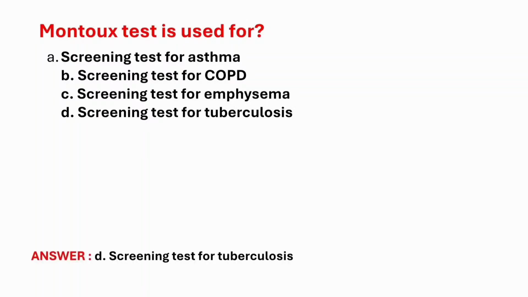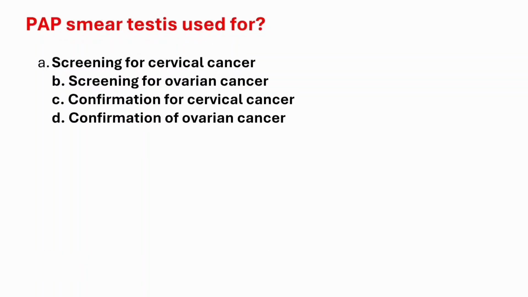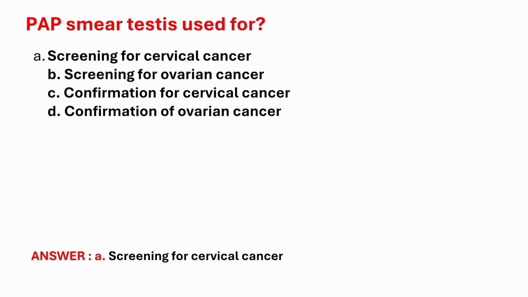Screening test for tuberculosis. Pap smear test is used for A. Screening test for cervical cancer. B. Screening for ovarian cancer. C. Confirmation for cervical cancer. D. Confirmation for ovarian cancer. The correct answer is A. Screening for cervical cancer.